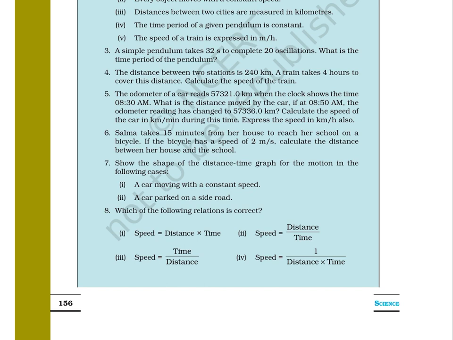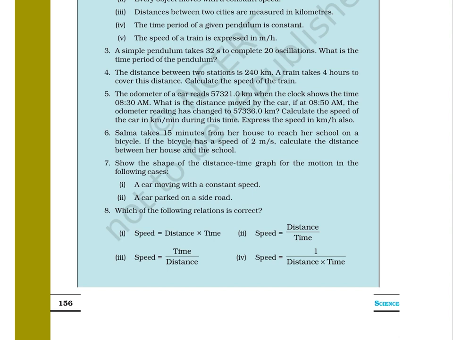3. A simple pendulum takes 32 seconds to complete 20 oscillations. What is the time period of the pendulum? 4. The distance between two stations is 240 km. A train takes 4 hours to cover this distance. Calculate the speed of the train.